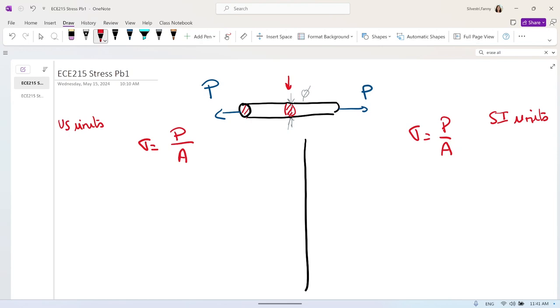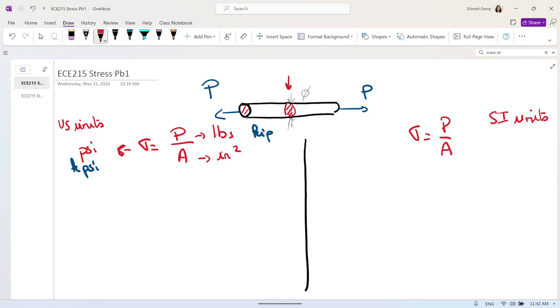Okay, so what are the units of the three different terms? For the force, we want the force in pounds, and we want the area in inches squared, and that will give us sigma in psi, pounds per square inch. Everything makes sense. If instead of pounds you have kilopounds, you will have kilo psi, kilopounds per square inch. So that's the second option.